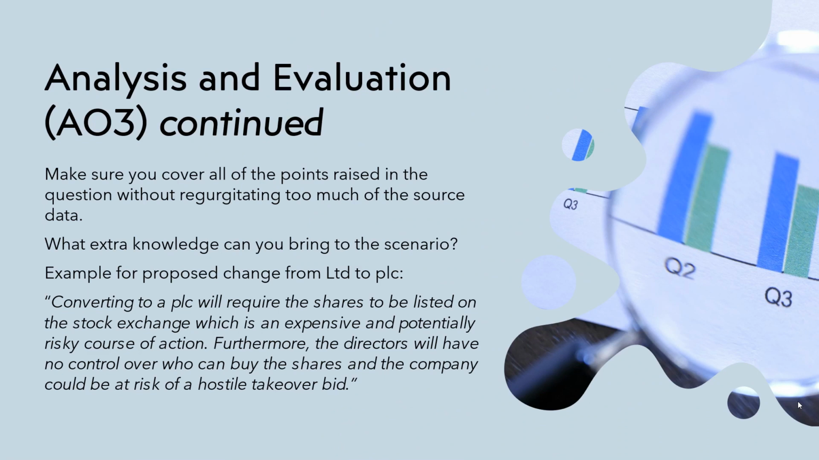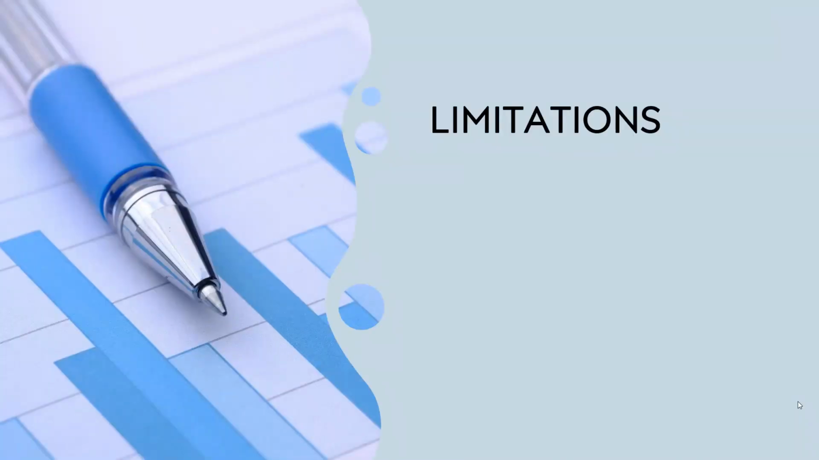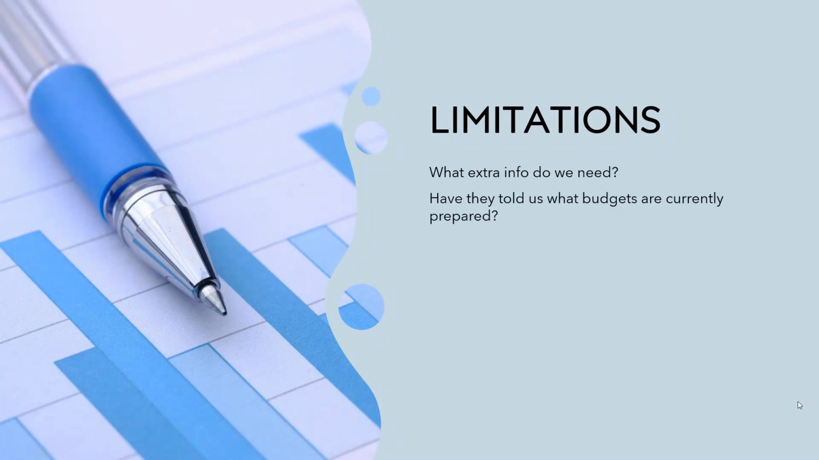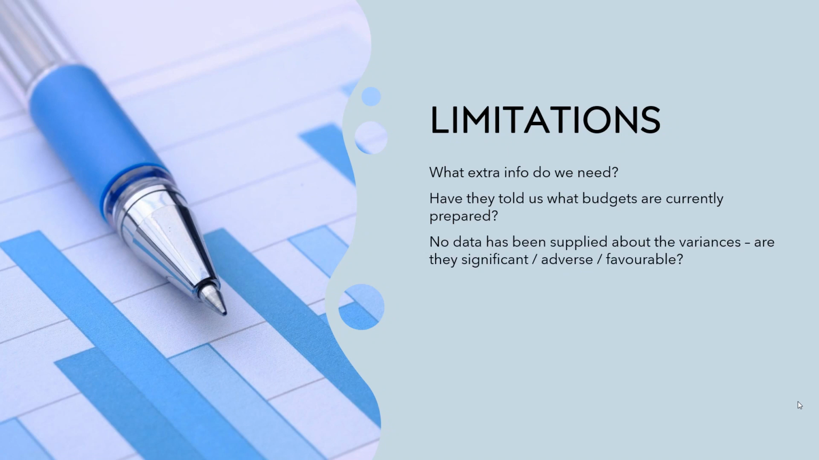Okay, so limitations, we need to think about limitations. Once we've done all the weighing up of the points, what extra information would be useful here? What do we need to know? Have they actually told us what budgets are currently prepared? No, they haven't. We don't know what kind of budgets they are. Do they do a full range of budgets, or do they just concentrate on a cash flow forecast? That would be useful information. They've not given us any detail about the variances, so no data on that. Are they significant? Are they adverse? Are they favourable? Nothing's been mentioned about that.